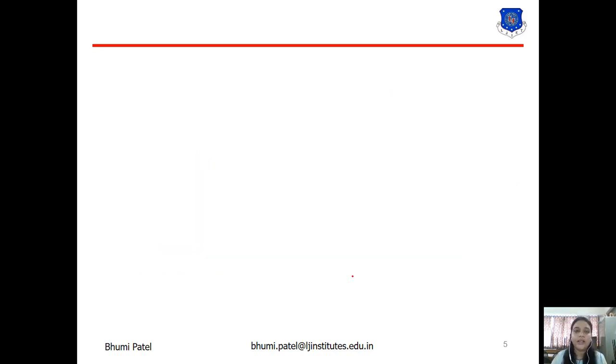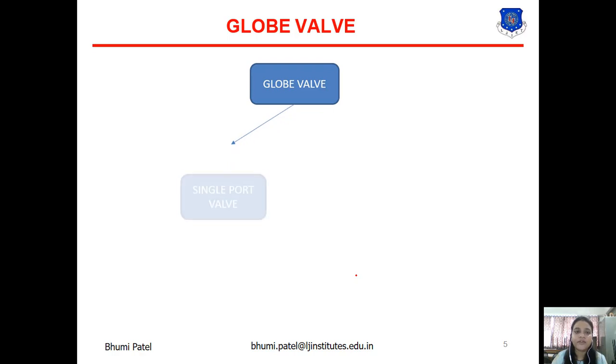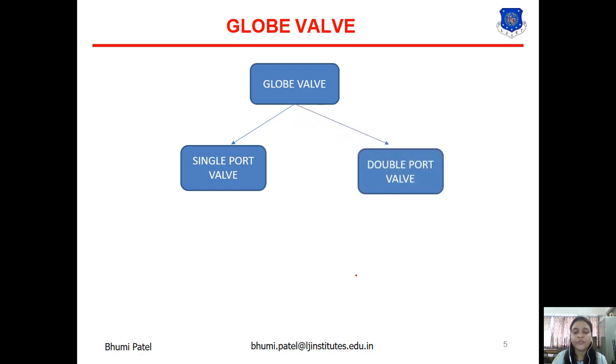Today we will discuss the different types of globe valve. Globe valves are mainly classified into three types. The first type is the single port valve, the second type is the double port valve, and the third type of globe valve is the three-way valve. So these are the basic types of the globe valve.